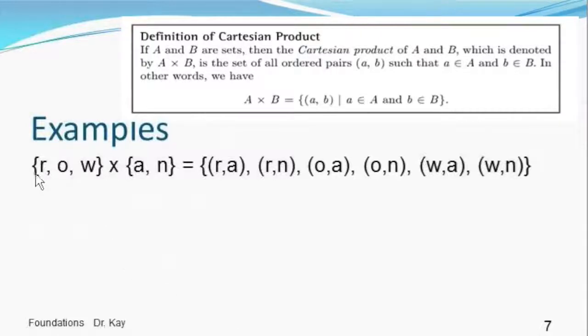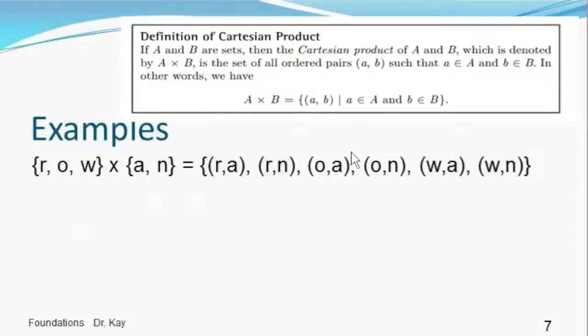For example, if we have two sets, the first set contains three elements, R, O, W, and the second set contains two, A and N, and I take the cross product of those two sets, I end up with this. Notice that I have a set, and every element in my set is a two-tuple. So I have 1, 2, 3, 4, 5, 6 elements in here, which makes sense because it's all combinations of elements from the first set and the second set.